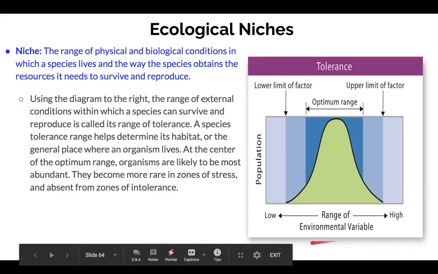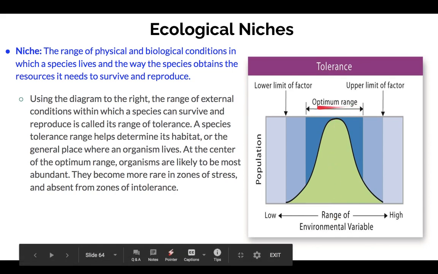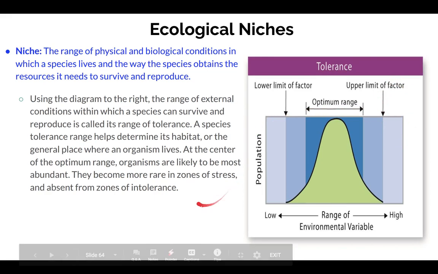So looking here at this graph, the range of external conditions that a species can survive and reproduce is called the range of tolerance. A species' tolerance range helps determine its habitat, or the general place where it lives. At the center is this optimum range, and organisms are most likely to be found here. They become more rare in zones of stress, which is down here, your lower limit and your upper limits of factors.